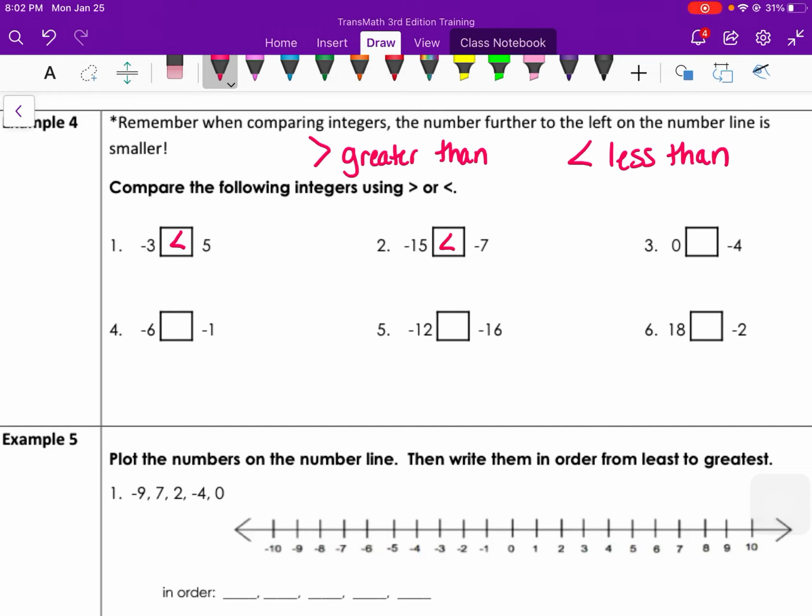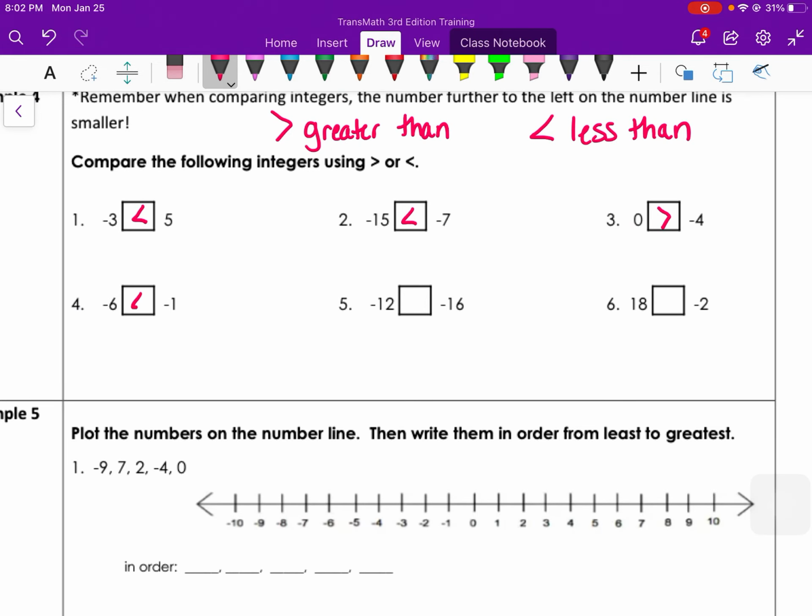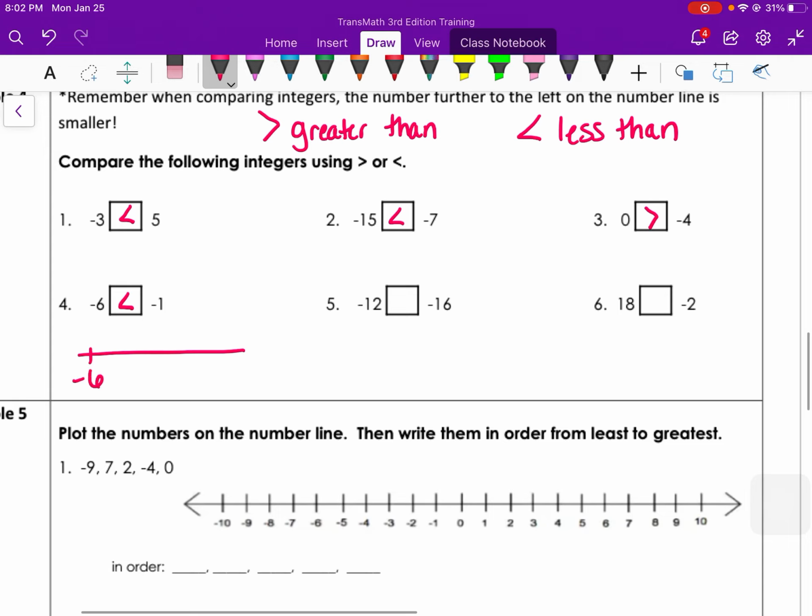Negative 15 is less than negative 7 because negative 15 is further left of 0 than negative 7. 0 is greater than negative 4. 0 is greater than any negative numbers. Negative 6 is less than negative 1. Negative 6 is to the left of negative 1, so it is less than negative 1.